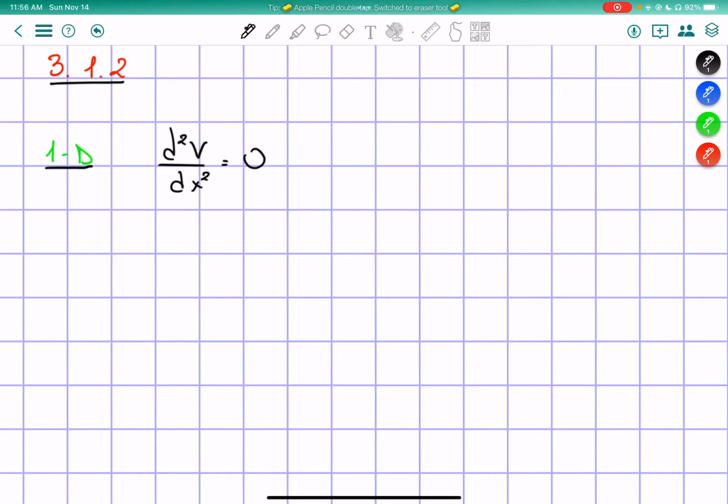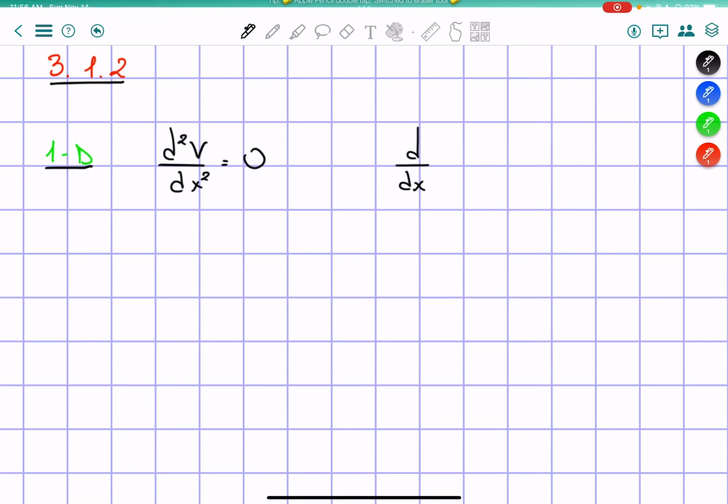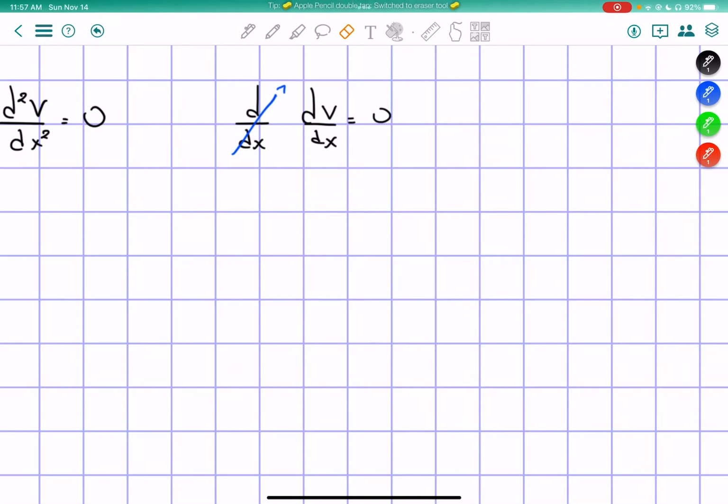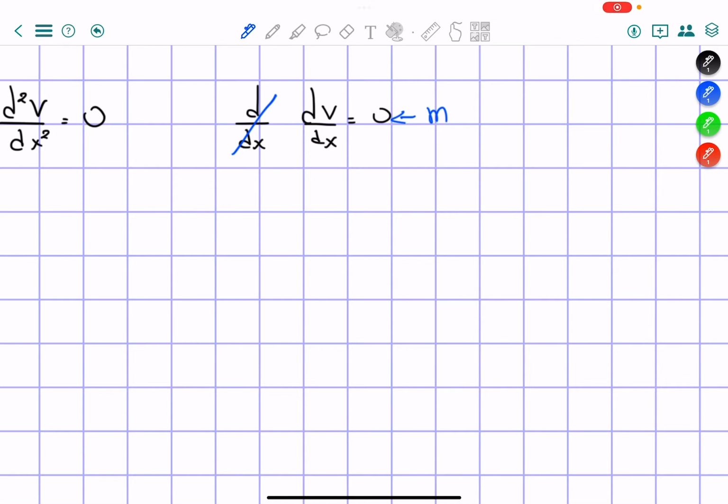If we do d over dx times dv over dx is equal to 0, then we integrate both sides. Integration of the left side will simply get rid of this part over here. So we can just write it like this. And on the right side instead, we will get a constant, which I'm going to write as m. You will see why. So then we have dv over dx is equal to m.